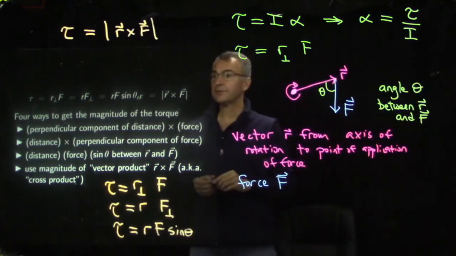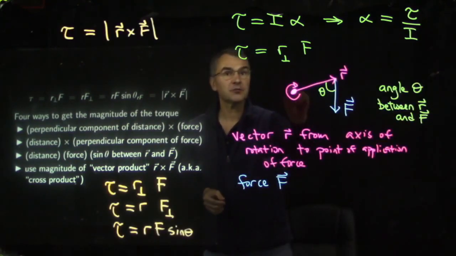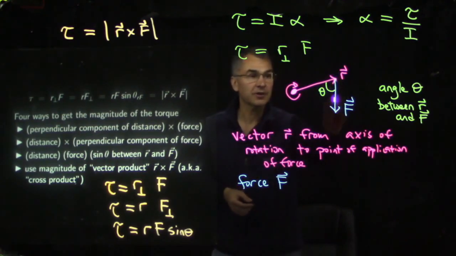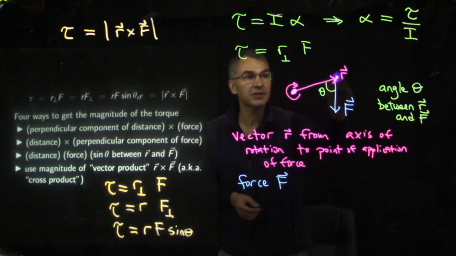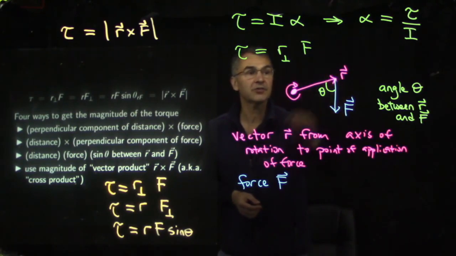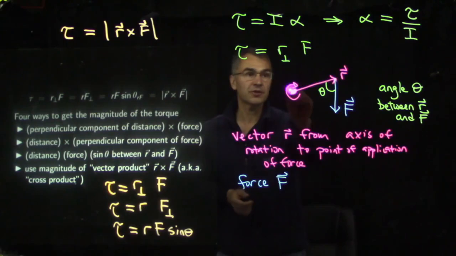So suppose we have the more general case where the vector from the axis of rotation to the point of application of the force is not perpendicular to the force. Here I've drawn the line of action of the force in blue, and up at this intersection point is the point of application of the force, and then here's my rotation axis, and I've drawn this vector r from the rotation axis to the point of application of the force. So if we want to get the magnitude of the torque due to applying this force at some non-zero lever arm here, we have several ways to do it.